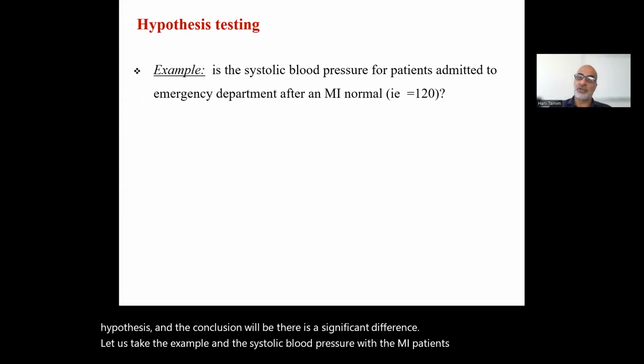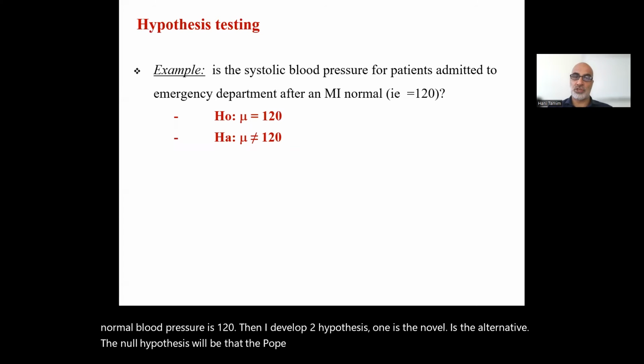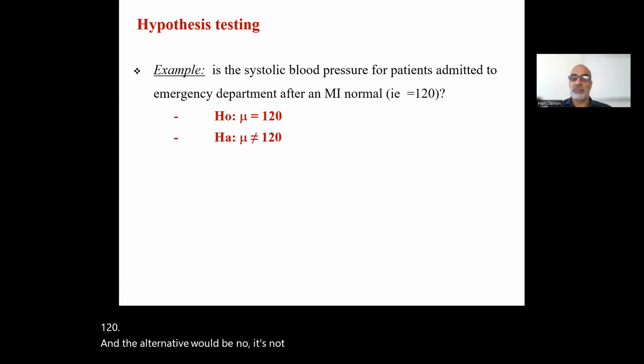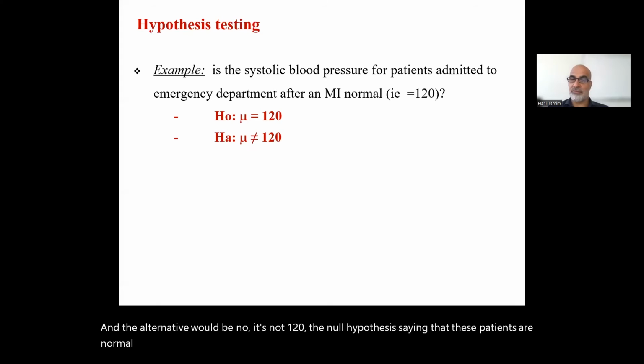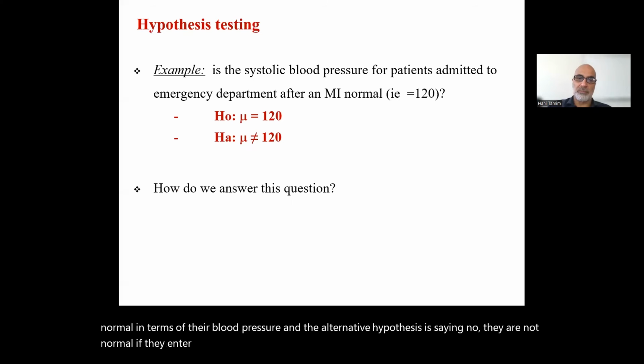Assume that the normal blood pressure is 120. Then I develop two hypotheses. One is the null, another is the alternative. The null hypothesis will be that the population average blood pressure of all people who have MI and are admitted to the emergency will be 120. And the alternative will be, no, it's not 120. The null hypothesis is saying that these patients are normal in terms of their blood pressure. And the alternative hypothesis is saying, no, they are not normal in terms of their blood pressure.